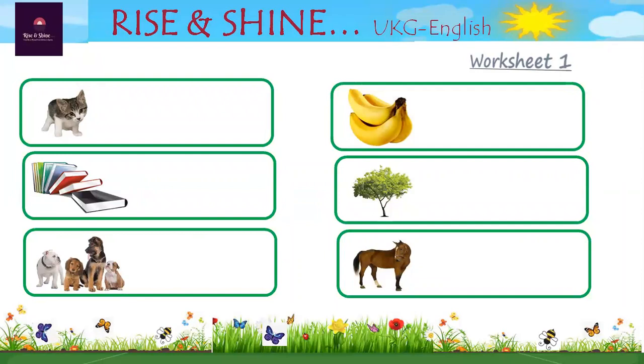So tell me what you see in the first picture. Yes, 1 cat, that is a cat. In the second, bananas. That is more than 1 banana. So it is bananas. More than 1 book, that is books. Tell me, a tree. Now, more than 1 dog. So dogs. Next, a horse, because it is 1 in number.